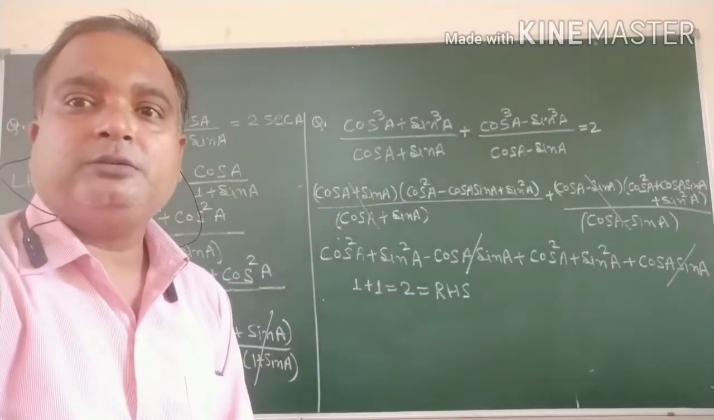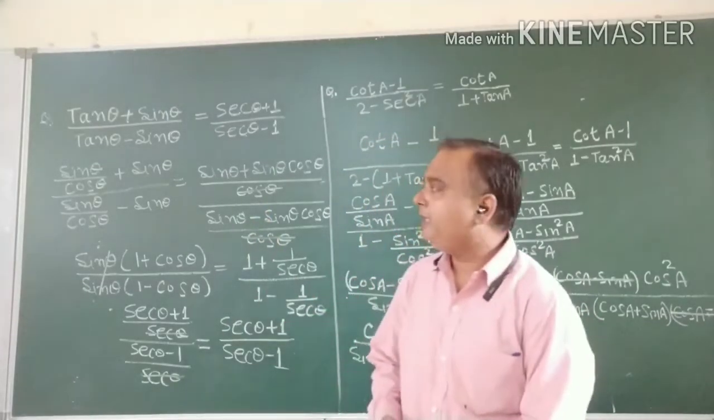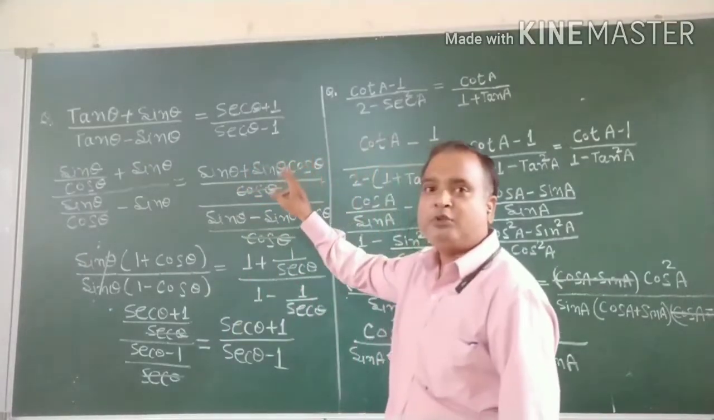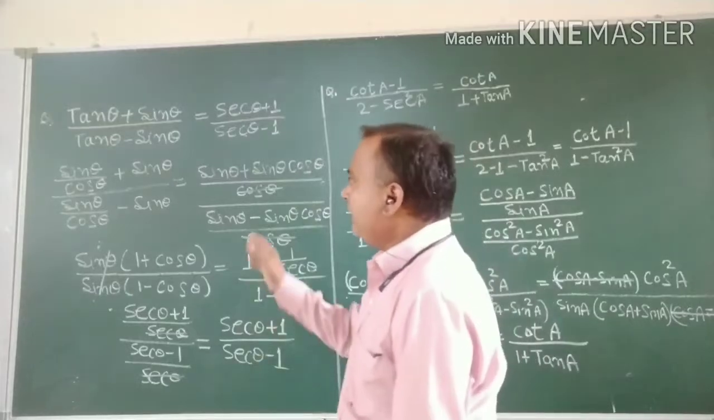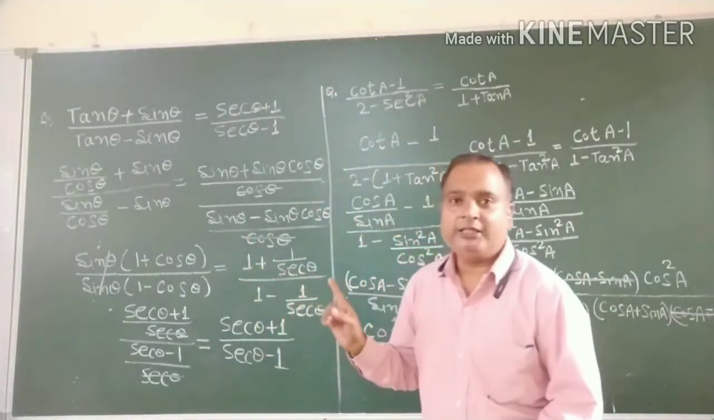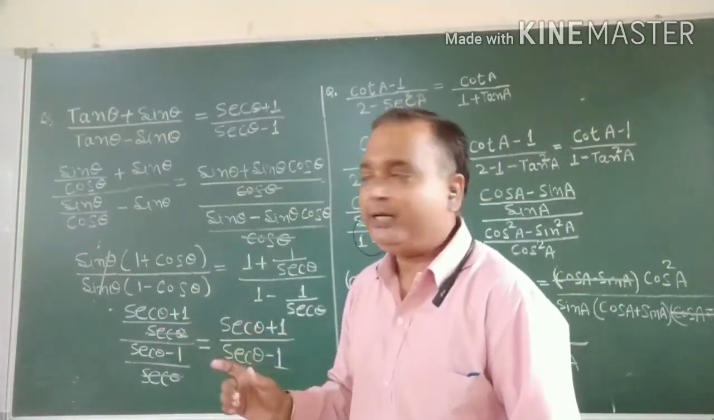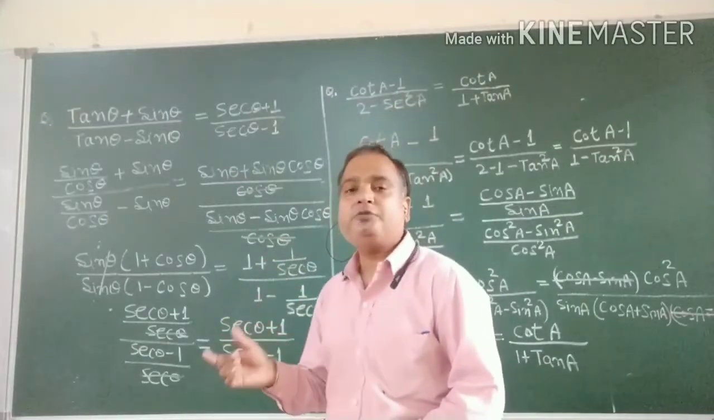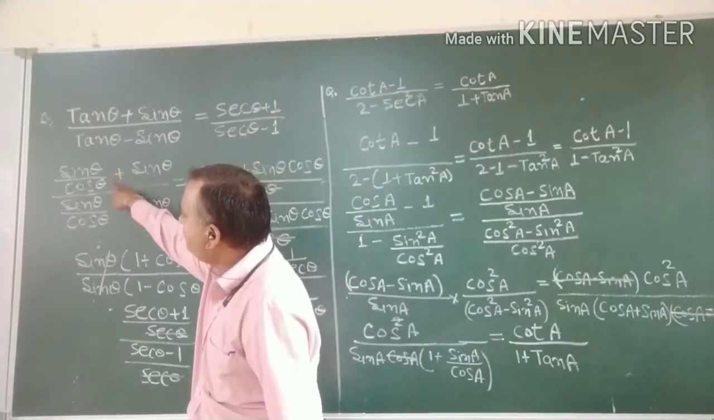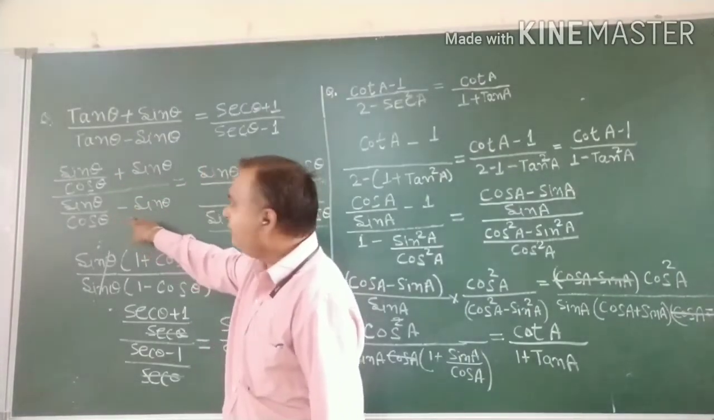Now the next question is (tan theta plus sin theta) upon (tan theta minus sin theta). We have to prove that it is equal to (sec theta plus 1) upon (sec theta minus 1). Again we take the LHS. Here we have tan theta plus sin theta, so we will replace tan theta in terms of sin theta and cos theta. We know that tan theta is simply the ratio of sine and cosine. So in place of tan theta we will put sin theta upon cos theta in the numerator, and the same in the denominator.